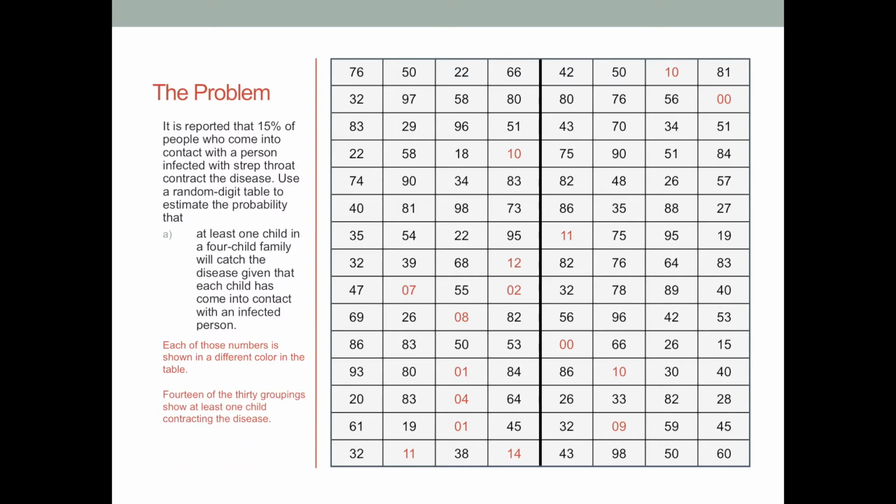14 of the 30 groupings show at least one child contracting the disease. So the probability is 14 out of 30, or approximately 47 hundredths.